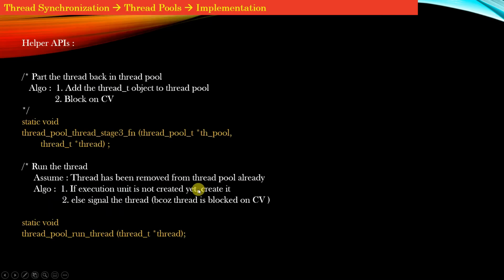right? Then coming to the second API, it is all about starting the execution of the thread which is passed as an argument to this API, that is thread pool run thread, right? So this API assumes that this particular thread has already been removed from the thread pool, and the next thing that we need to do is to kickstart this thread again.